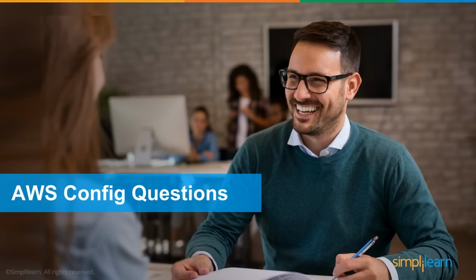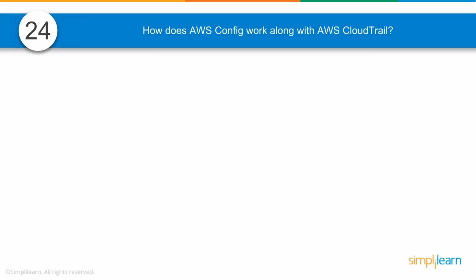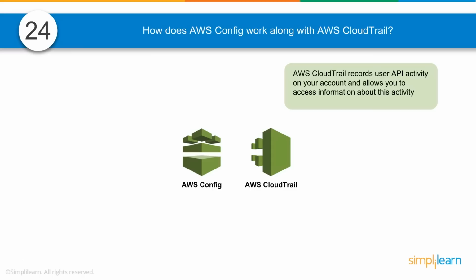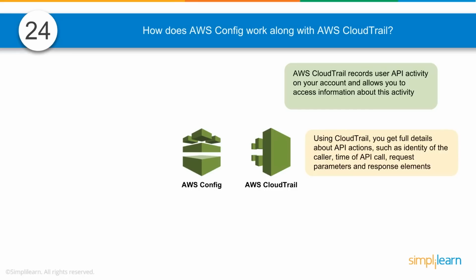If the environment that you're going to work on is going to take a lot of configuration backups, environmental backups, then you can expect questions on AWS Config. A classic question would be, how does AWS Config work along with AWS CloudTrail? AWS CloudTrail records user API activity on the account, and any HTTP, HTTPS access, or any sort of access that's made to the cloud environment is recorded in CloudTrail.